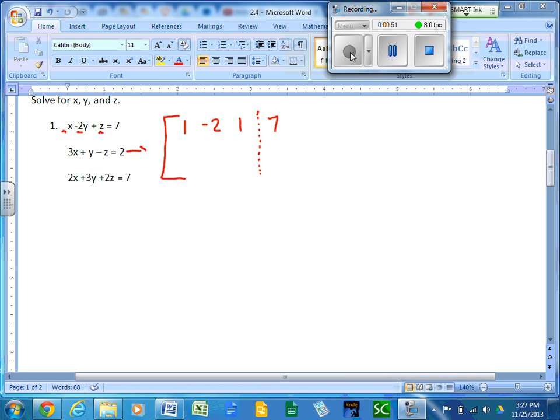So for this one, it is 3, 1, -1, 2. And for my third and final equation there, it's 2, 3, 2, and 7. All right, so I'm going to show you a method in just one example here, but these work for all of them. We're going to have a plan of attack.